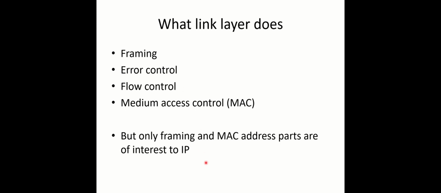Only some information on the framing and MAC are necessary for IP. In particular, the MAC address is something that IP should know about the computer connected to a shared medium type link.